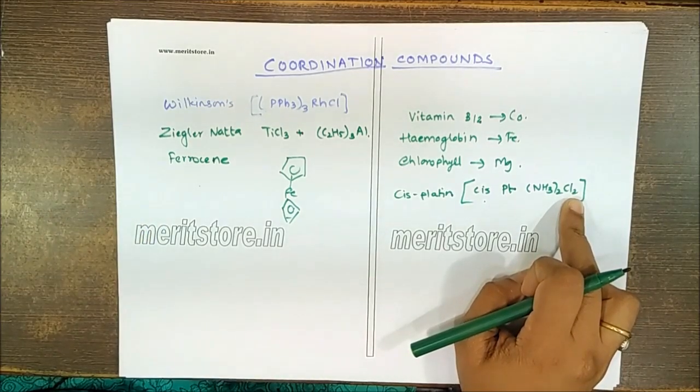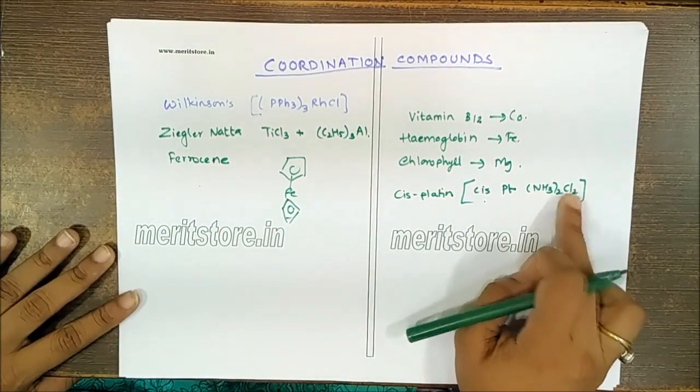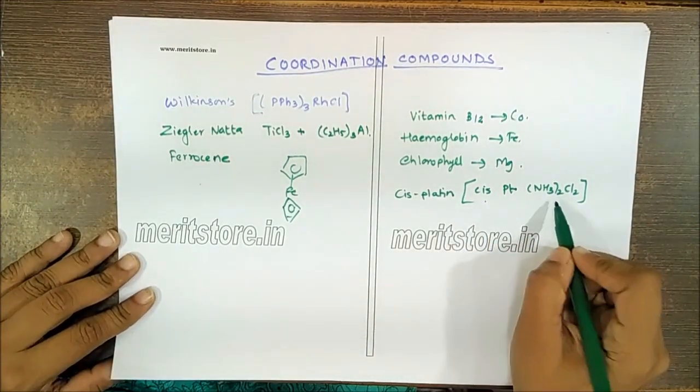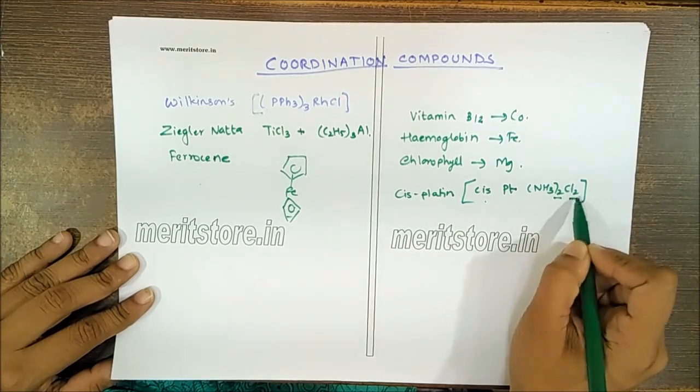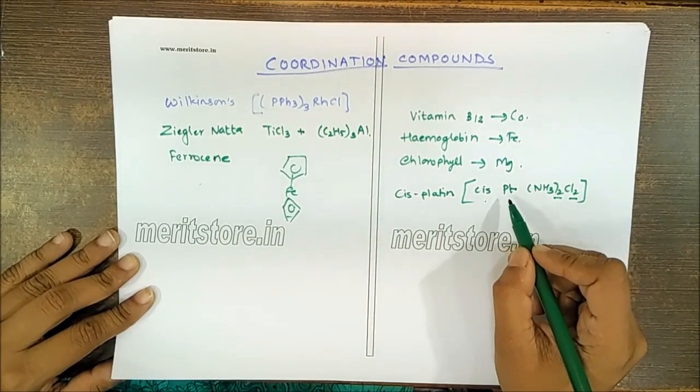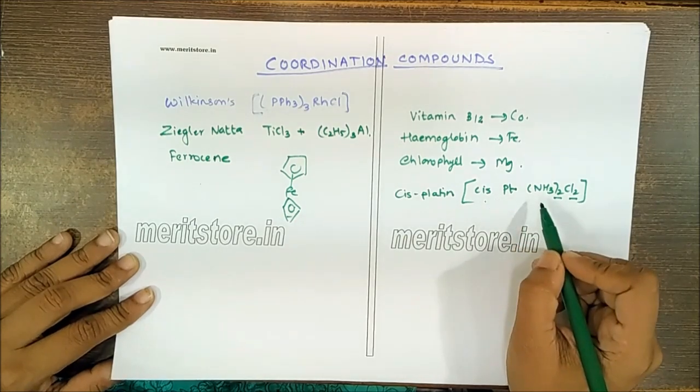When we talk about the coordination number, the number of ligands which are directly bonded to the central metal, we call this coordination number. So now here 2 plus 2, that is total 4. So 4 ligands are being attached to the central metal. So we can call this as coordination number is 4 over here.